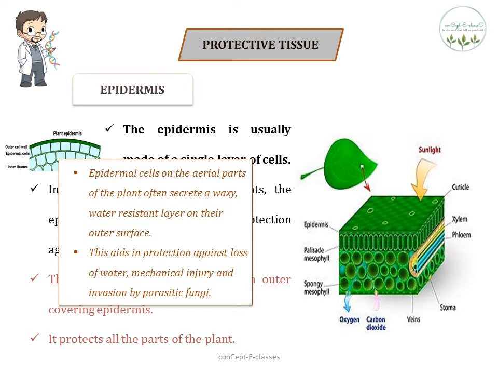The epidermal cells on the aerial parts secrete a waxy, water-resistant layer called the cuticle on the outer surface. This cuticle aids in protection against the loss of water. It protects against water loss through transpiration or evaporation, any type of mechanical injury, or invasion by parasitic fungi. So in short, we can say that this epidermis protects all parts of the plant.